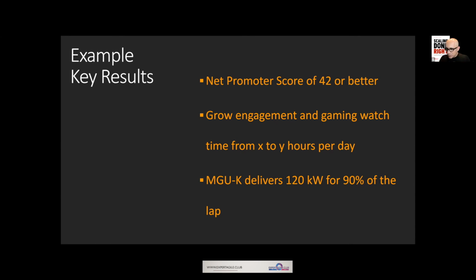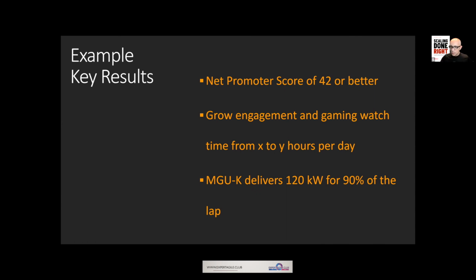MGUK delivers 120 kilowatts for 90% of the lap. That's a Formula One KR, actually. If you are into Formula One, you can actually guess the team who wrote that one. That's a real one. I have a friend who works there. Right? So these are things that are measurable, but they are also outcomes. There are activities that happen to happen, right? Net promoter score is an outcome, measurable, at 42 or better.